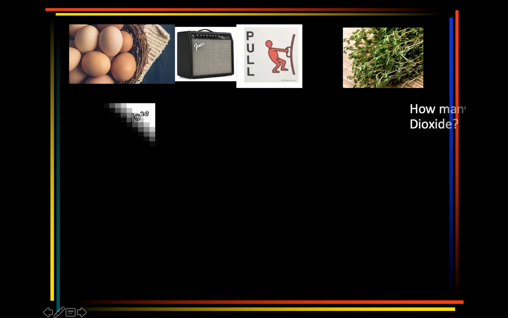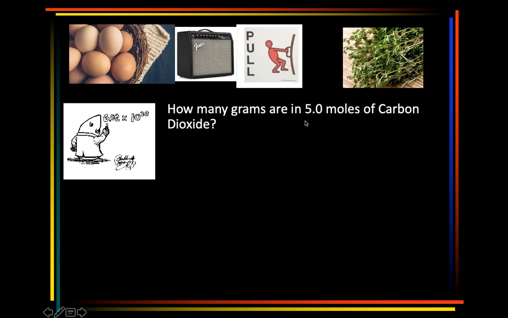Example time. All right, here we go. How about this? How many grams are in 5.0 moles of carbon dioxide? So I'm going to start with my given. That's always a good place to start. So you've got the problem started. 5.0 moles CO2.